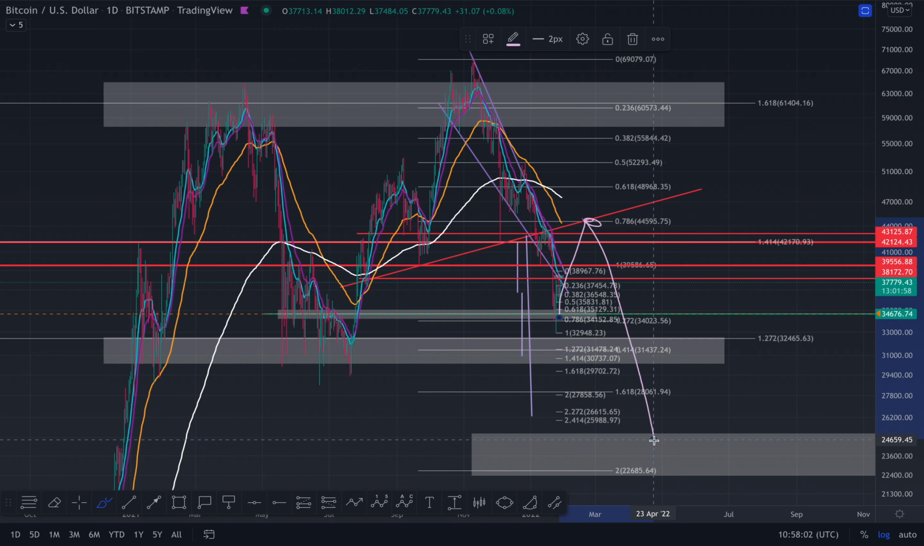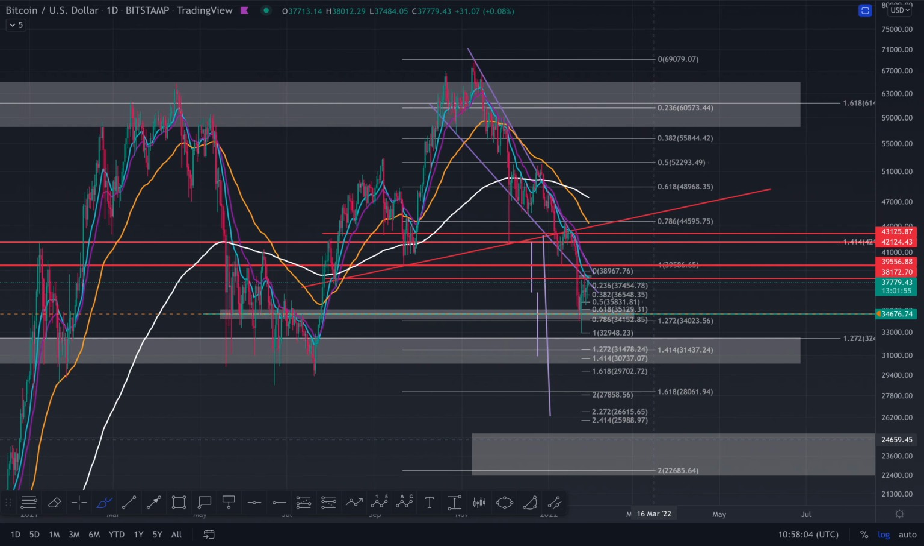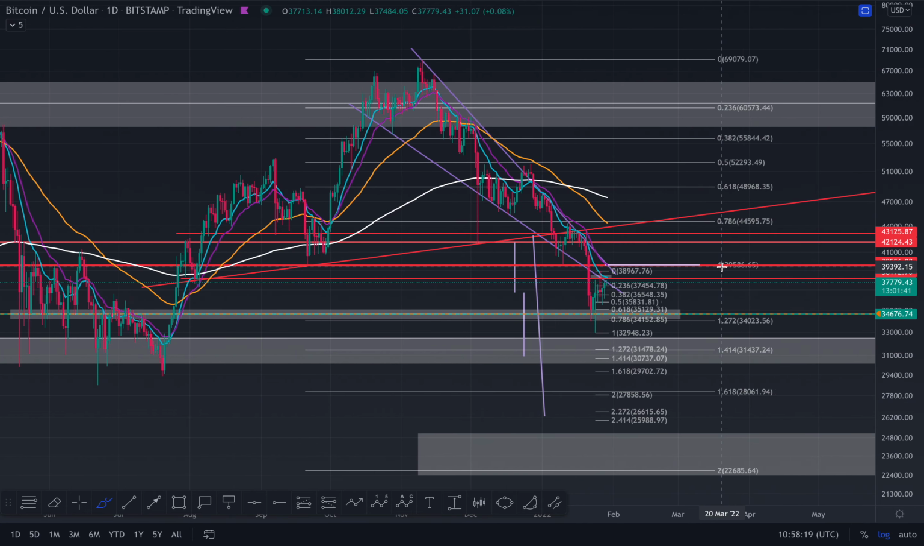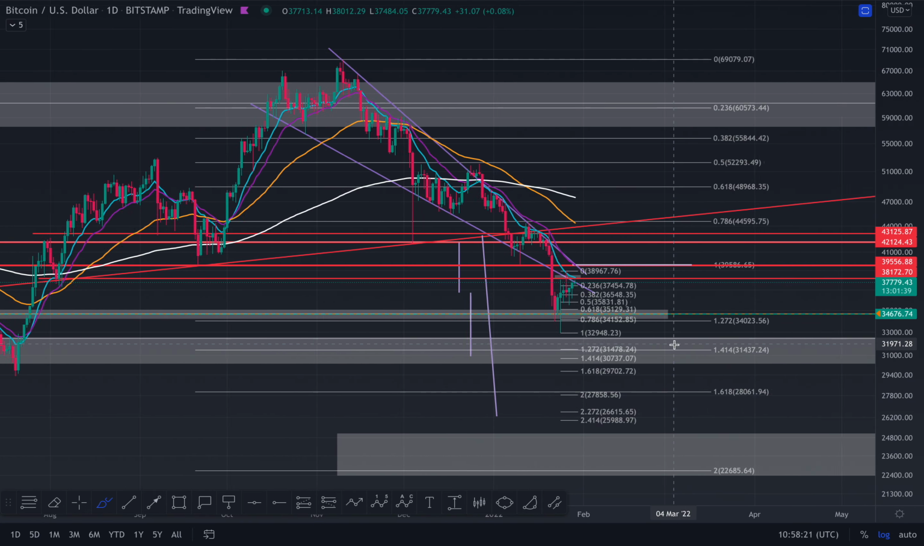That would be very, very nasty, because once we do get above 39k, everyone thinks we're in the clear and that we're going up, and then you could come up to 45k and still get rejected. So it's going to be a heart attack moment, and this is what Bitcoin loves to do. So we need to be prepared for it.